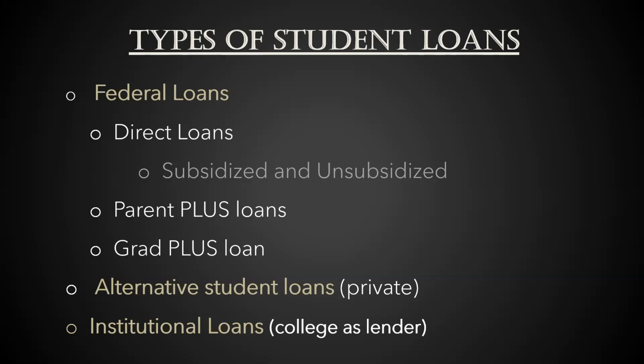Next is the alternative student loan, which is a private student loan that is offered through a bank. An institutional student loan is a loan where the school serves as the lender. For the CU Denver downtown campus, we do not offer institutional loans to our students. However, for our Anschutz medical campus, our medical students are eligible to apply for institutional loans.